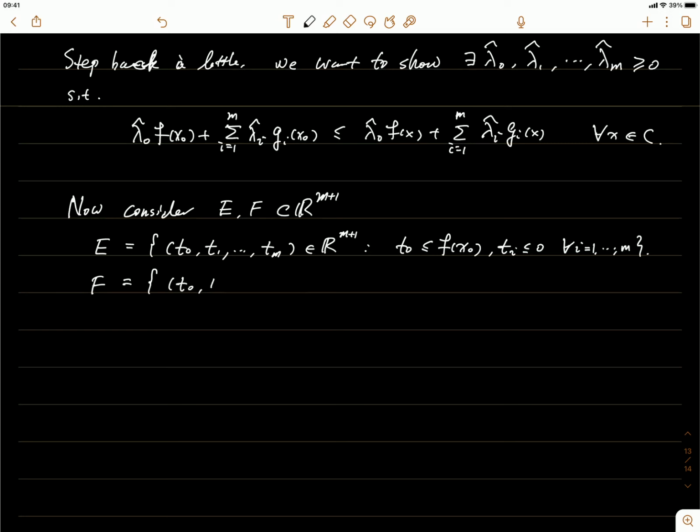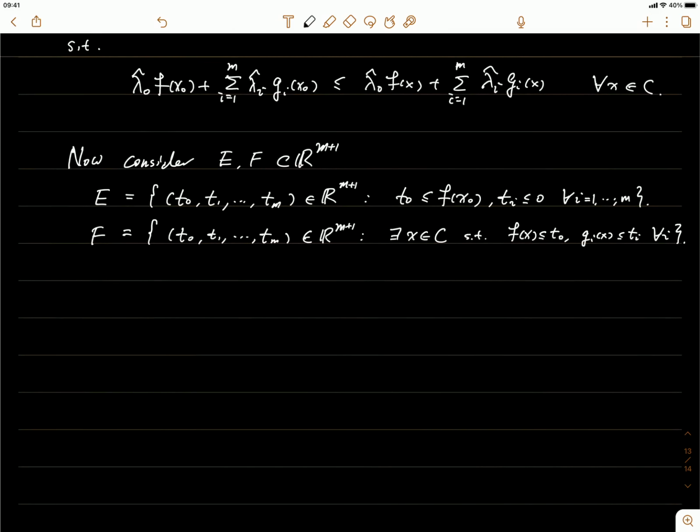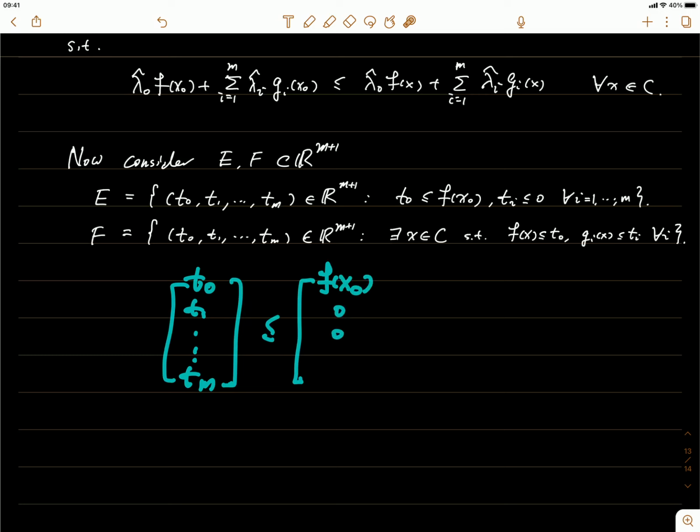Similarly, we define another set F, such that there exists some x in C such that f of x is less than or equal to t naught, and g i of x is less than or equal to t i for all the i's, again from 1 to m. Now let me explain what these two sets are. Remember first that they are all in R n plus 1. The first set E is just a collection of points like t0, t1, up to tm, which is an n plus 1 dimensional vector, and I'm collecting all the points t such that they are less than or equal to f of x naught, 0, 0.